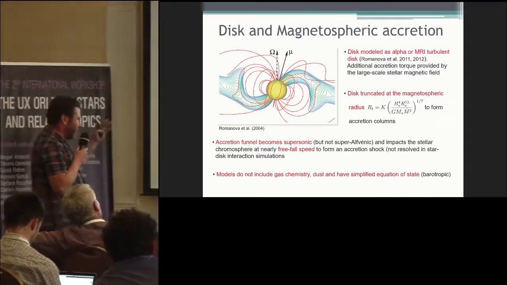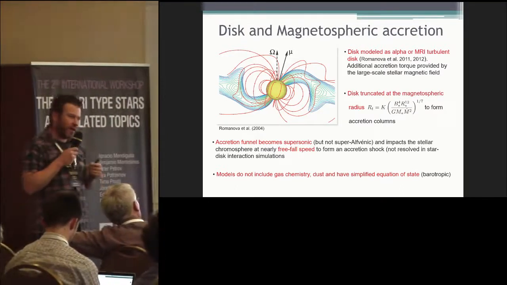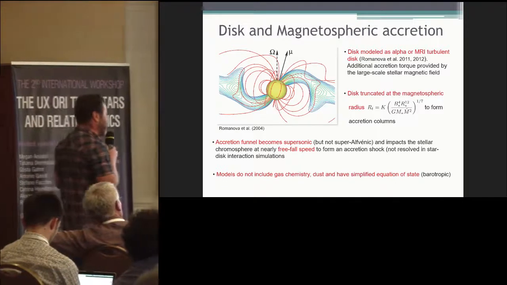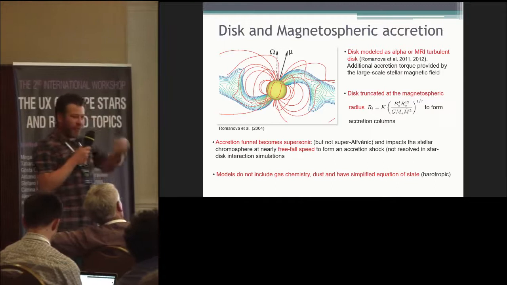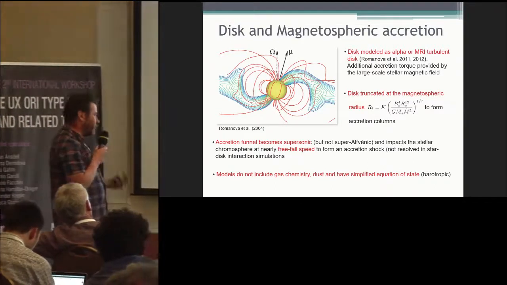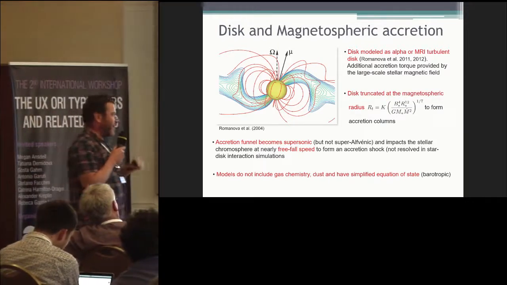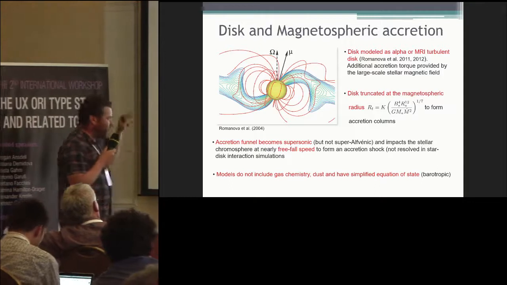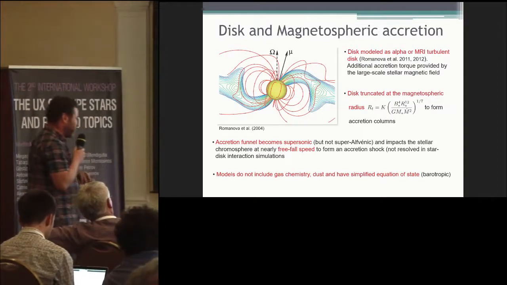The accretion funnel accelerates, becomes supersonic, but not super-Alfvénic. The stellar magnetic field is very, very strong, so it's not possible to become super-Alfvénic, and the flow impacts the stellar chromosphere essentially at freefall speed, forming a strong accretion shock. The accretion shock in these particular models is obviously not resolved. I mean, it's totally unresolved with the typical resolution that we can afford.